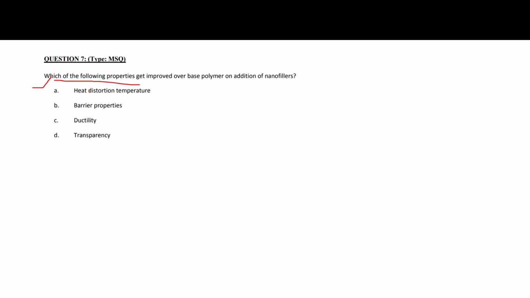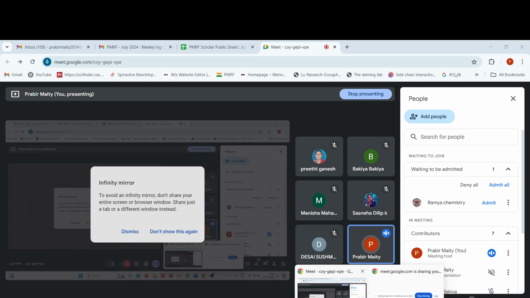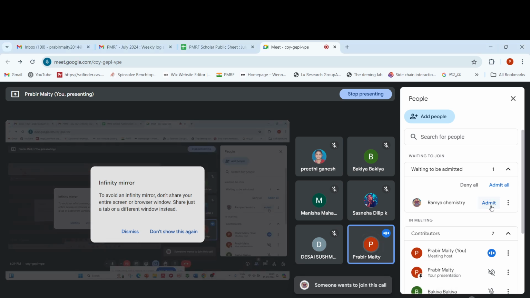Now the next question is: which of the following properties get improved over the base polymer on addition of nanofiller? When you are adding nanofiller, there will be enough polymer. If you want to make the final product, you want to strengthen the polymer. If you have only the polymer sample, there is nothing else there. So to strengthen this polymer sample, you need some filler or inorganic agent.